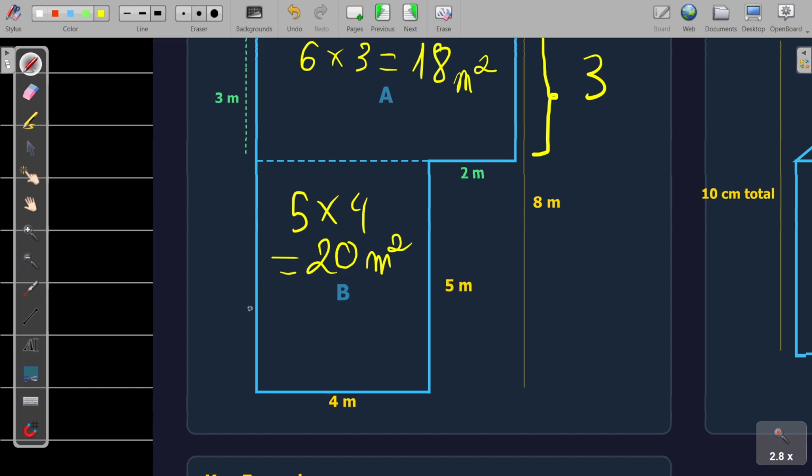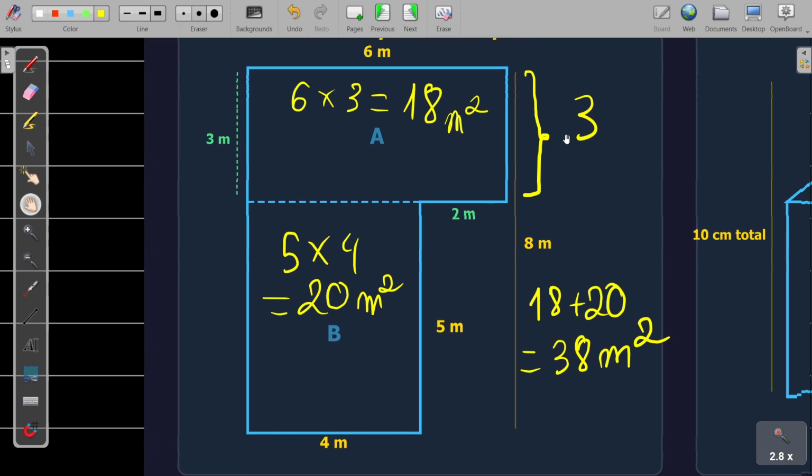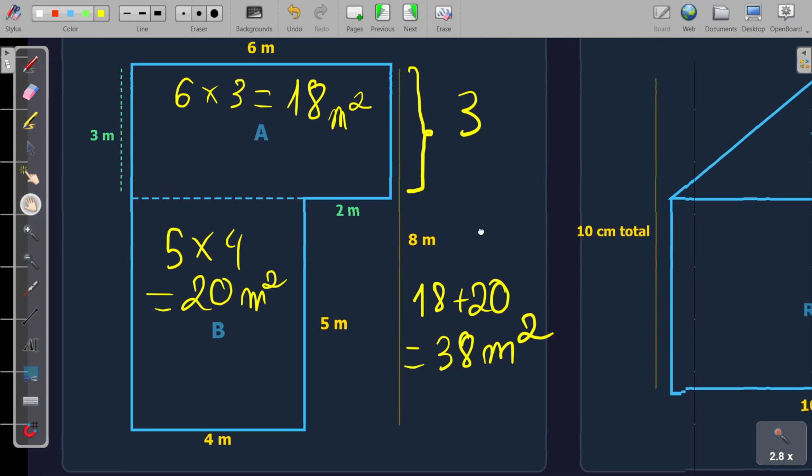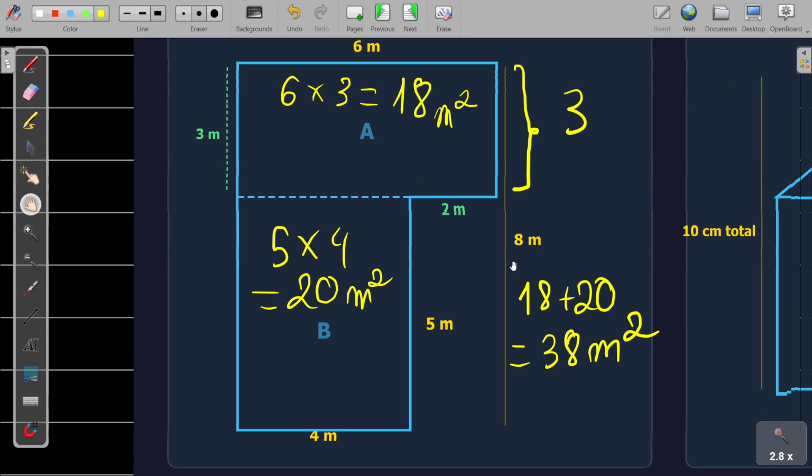To find the total area, we just need to add them all up. So let's put right here 18 plus 20 square meters. This will give us 38 square meters. So the total area of this L shape right here will be 38 square meters. That was pretty simple. You just needed to find out this right here, which was unknown, but this was known, this was known. So pretty straightforward so far, not too hard.